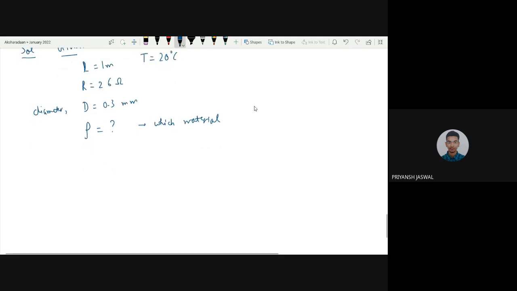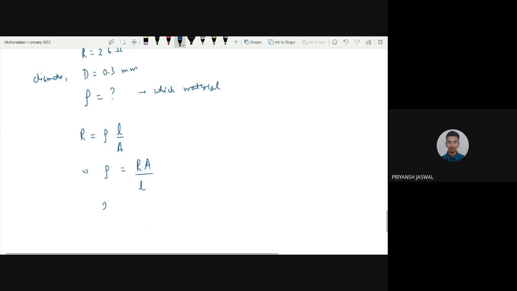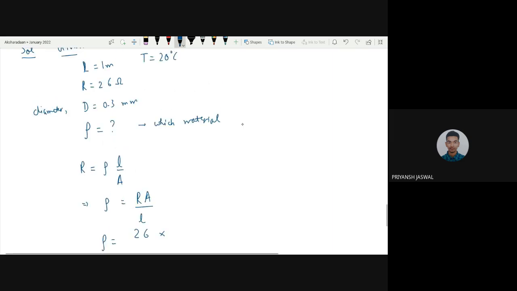Okay, so the formula for resistance is R is equal to rho times L by A. So from here we can get rho, as A will go up and L will go to the denominator: rho is R A by L. So resistivity can be written as 26 ohm into the area.